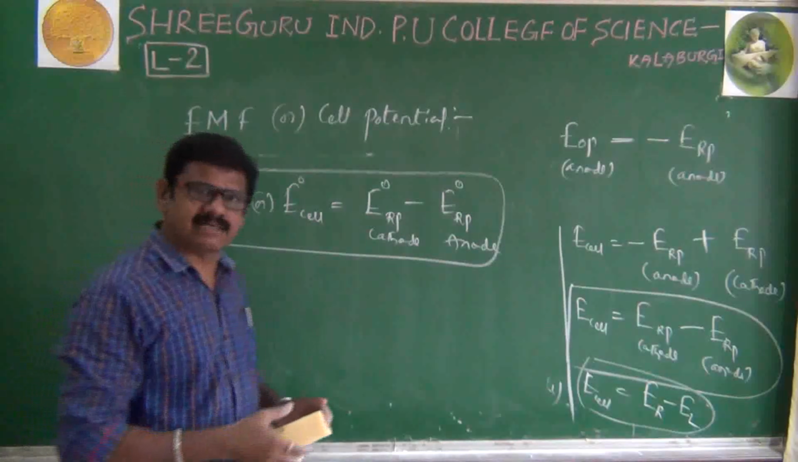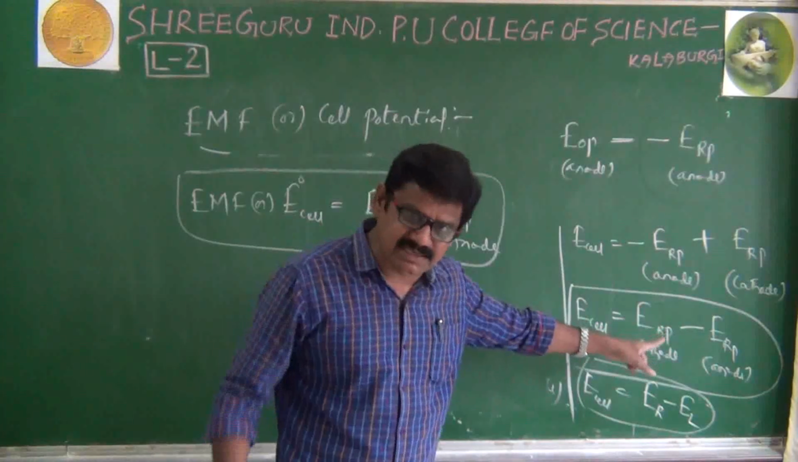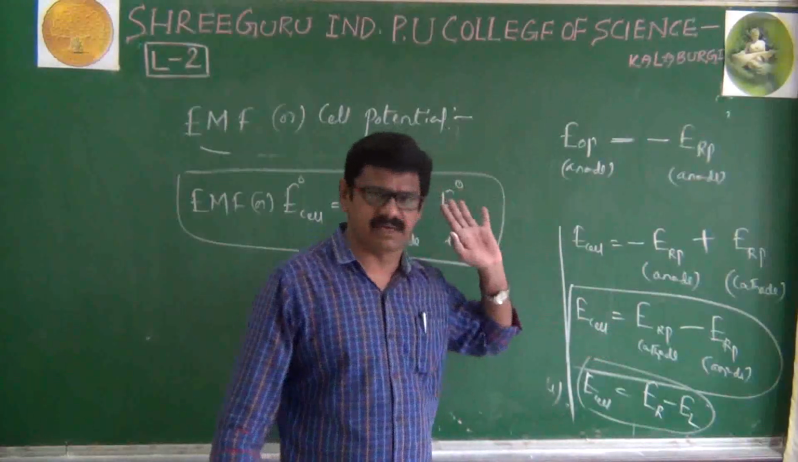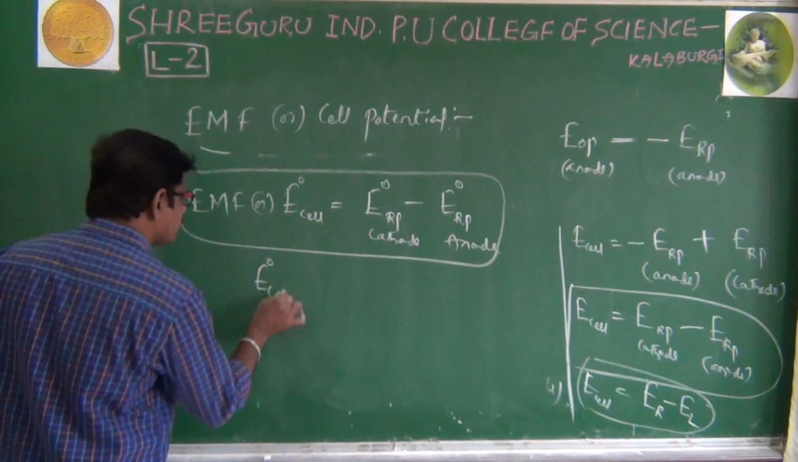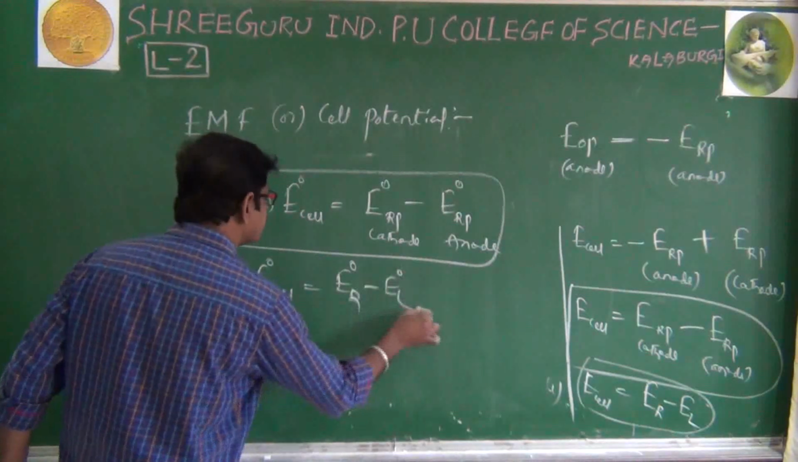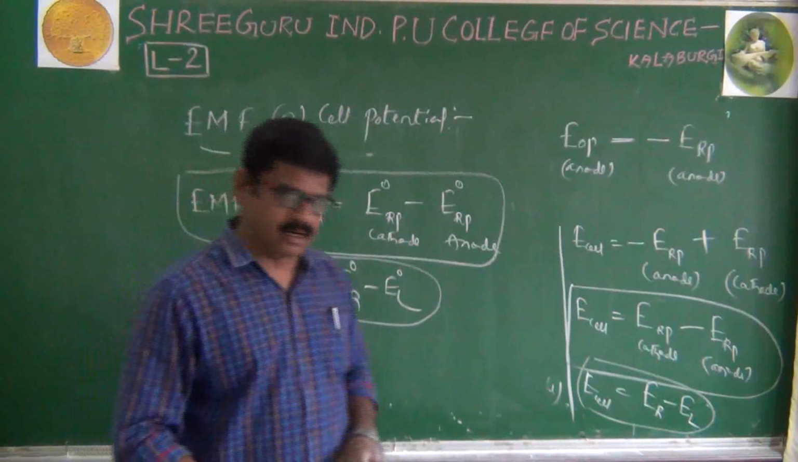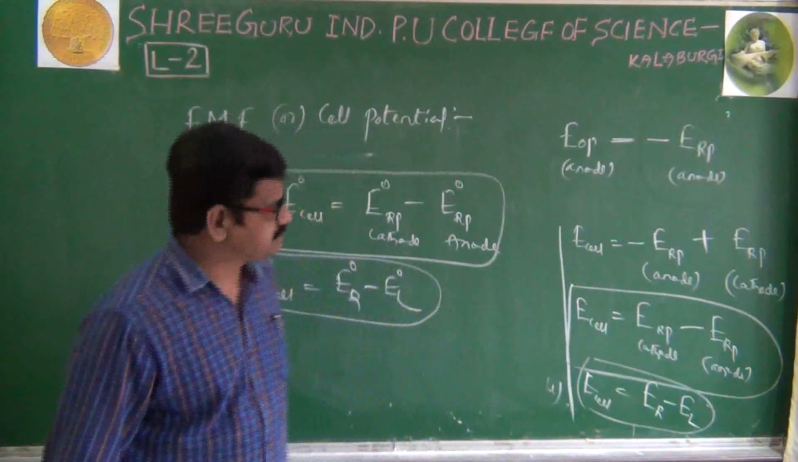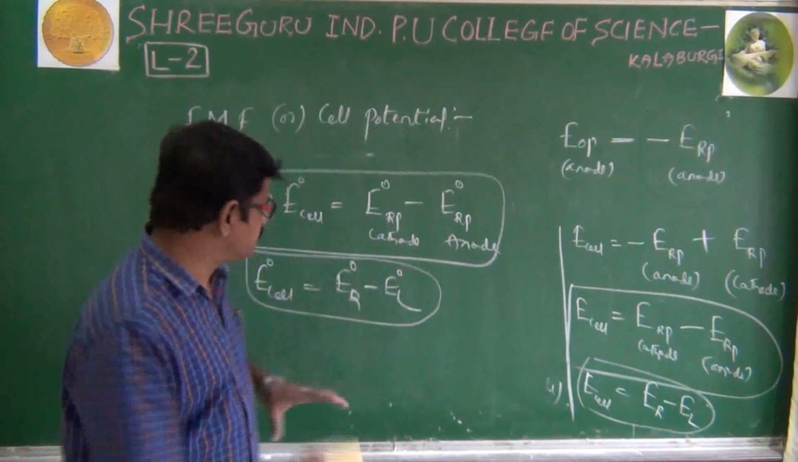If you maintain standard conditions, you have to use this formula. Suppose if standard conditions are not there, then you have to use another formula. And we can also write like this: E naught cell is equal to E naught right minus E naught left, is the cell potential of the given galvanic cell. Now, based on this formula, we will discuss some problems.